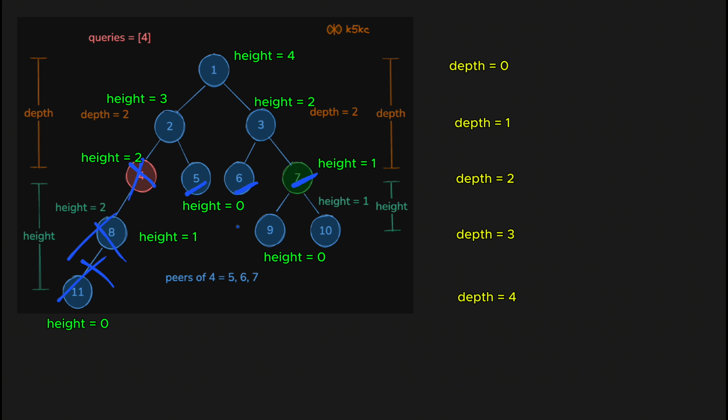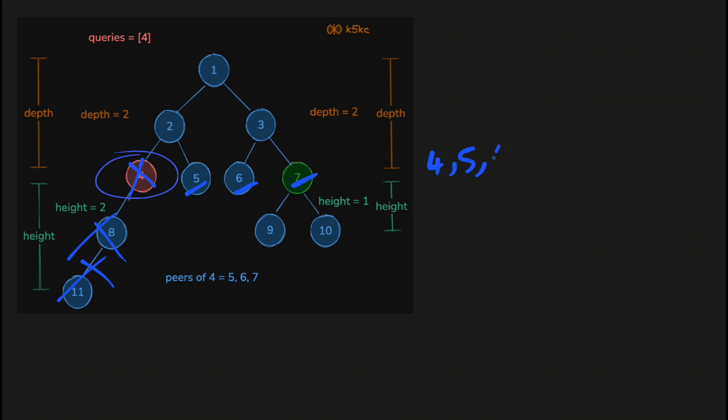Now let's group these nodes by depth, because we know that all the peers exist on the same depth, and if we remove one of the peers, the longest path still passes through one of the other peers in the tree. So for depth 0 we will have node 1, for depth 1 we will have node 2 and 3, for depth 2 we will have node 4, 5, 6 and 7, for depth 3 we will have node 8, 9 and 10, and finally at depth 4 we will have node 11.